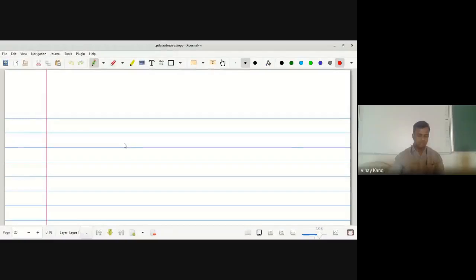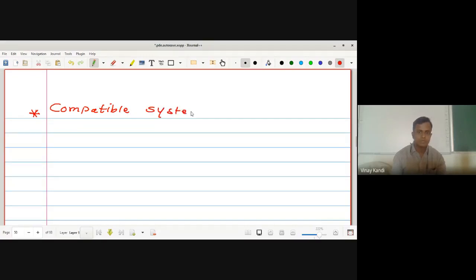Yes, sir. Okay. The next point of our syllabus is the compatible system of first order partial differential equation. Okay, now look at the definition.